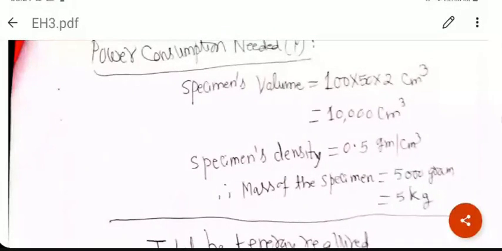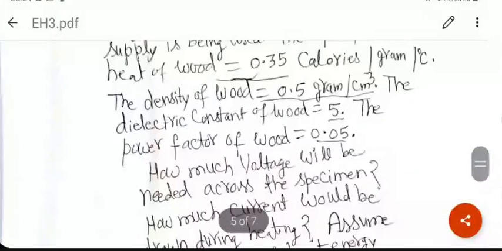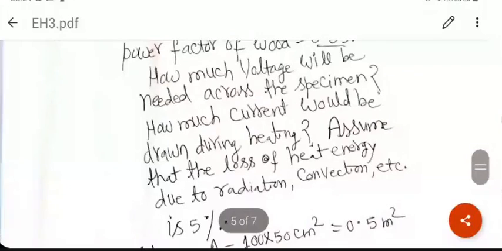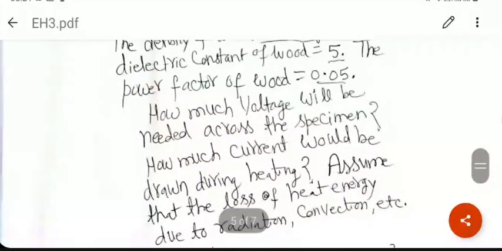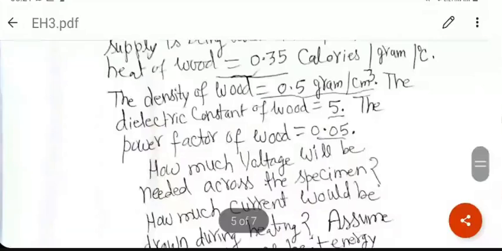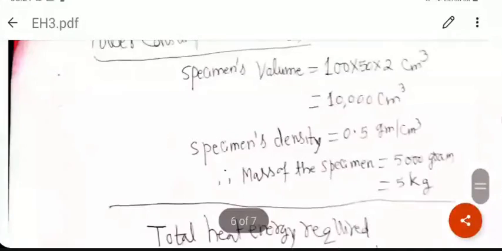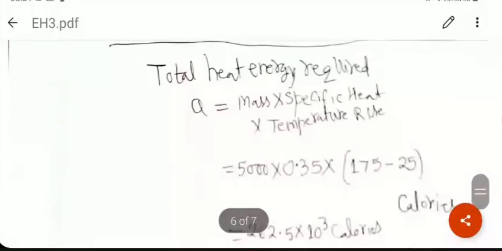Now, some additional info is also there, specific heat. I think you know this. If you don't, I'll repeat the definition. Specific heat is 0.35 calories per gram per Celsius. The total energy required in terms of specific heat, mass, and temperature rise is given by this equation. This is how specific heat is defined. Total energy is mass into specific heat into temperature rise.